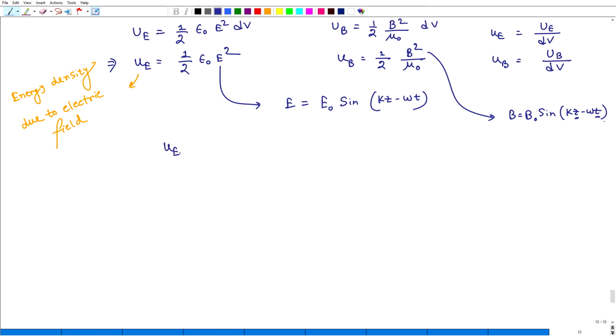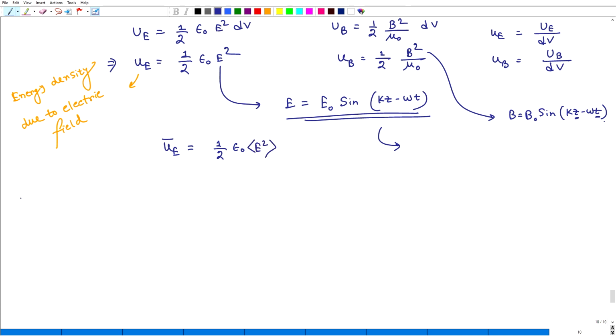So, UE average is half of epsilon naught E square. We can write it like this: E average square, we have to take the average value. So, what is the E average? Focus on this. What is the average value of this sine? We have to take the E square average, right. So, this is E square average.